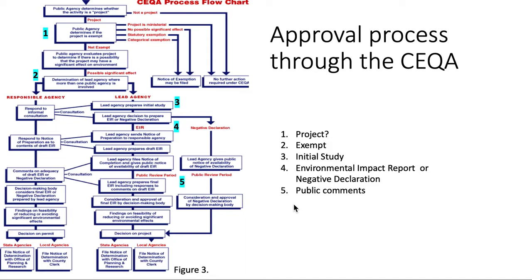Another important agency is the responsible agency. These agencies are defined as public agencies that have optional power to approve a project. The responsible agency is consulted during the review process. If you take a look at the figure, there are 3 places where the responsible agency is in a consultation period with the lead agency.